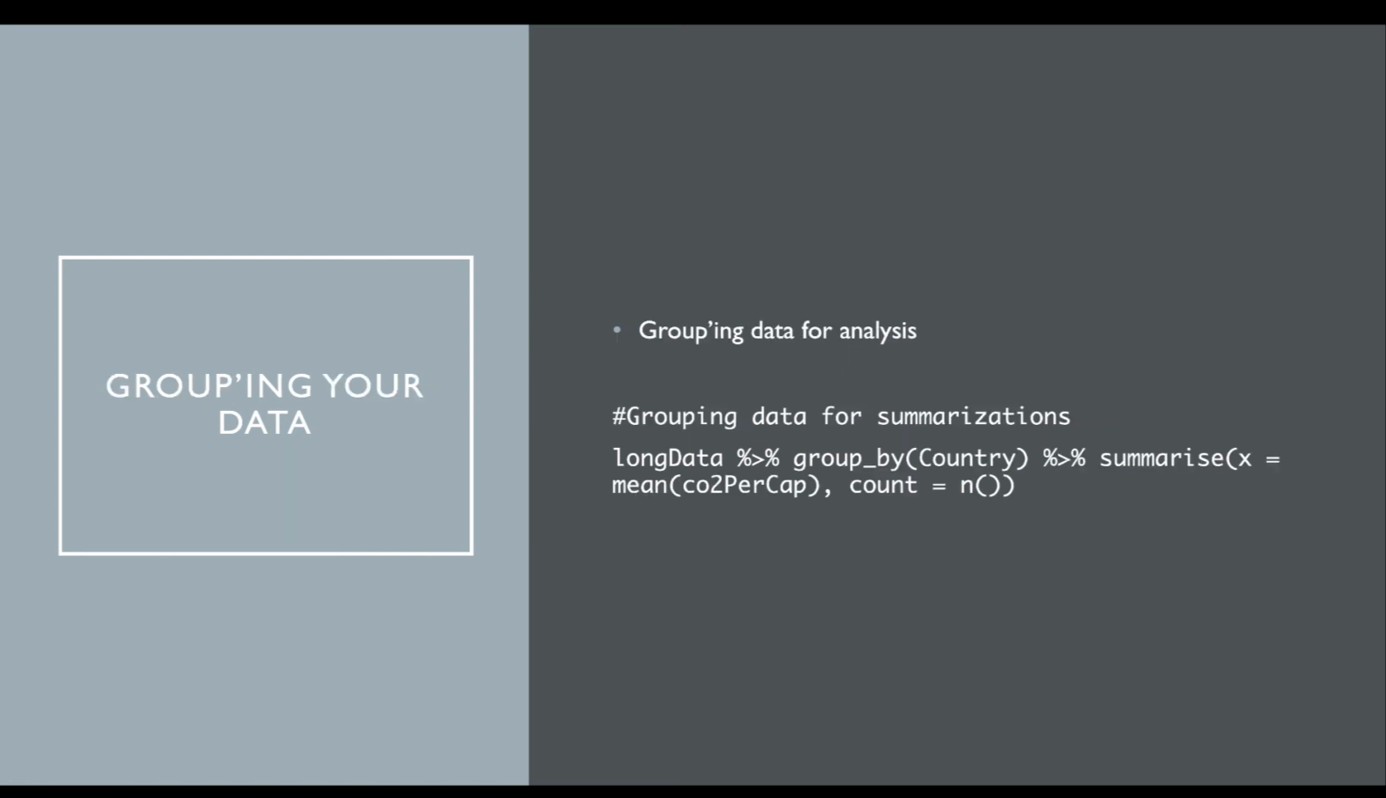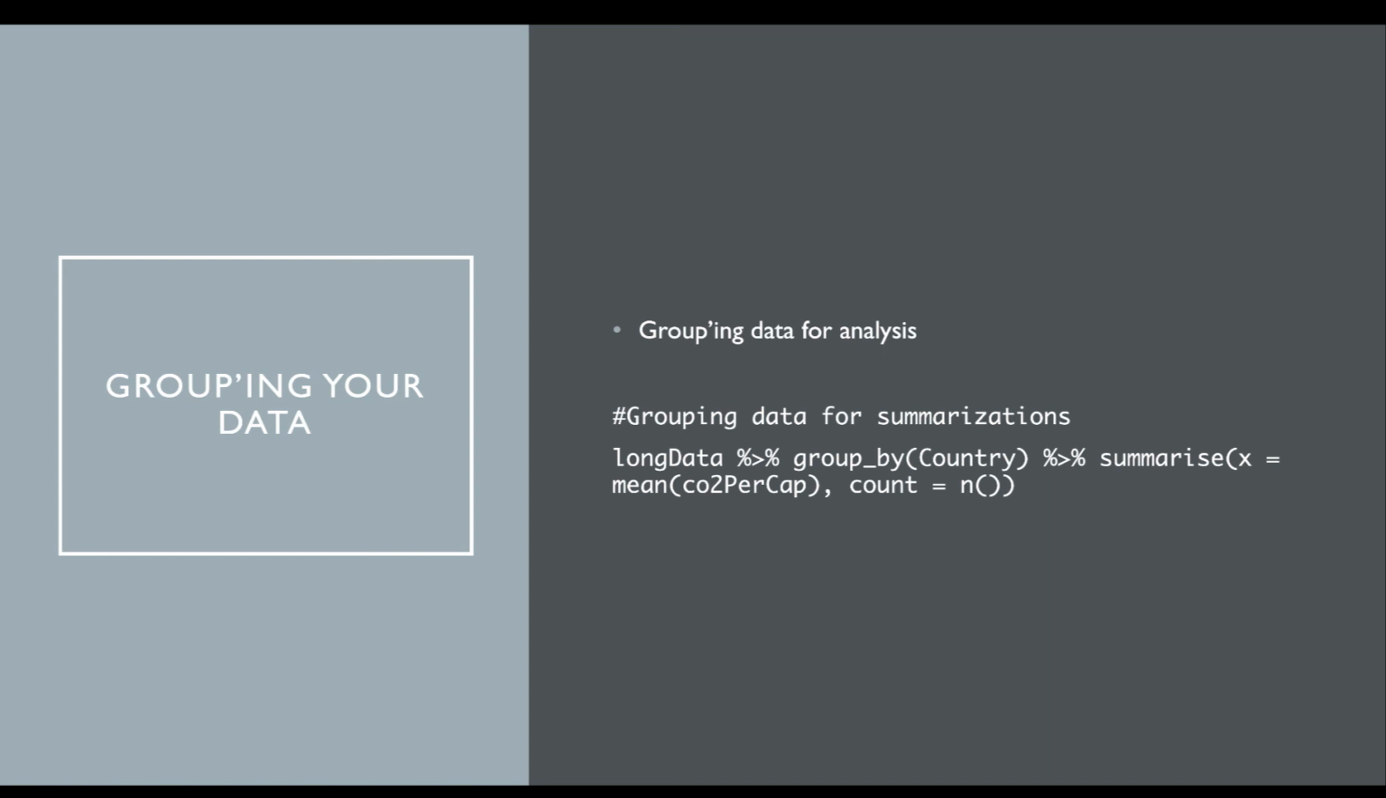One of the more powerful features of dplyr is aggregation or summarization. It does this through the use of group by and summarize clauses. The purpose of the group by clause in dplyr is to select a specific column along which we wish to aggregate or summarize our data. In the example, long data is piped to the group by function, which allows us to indicate that we would like to aggregate or summarize our data frame by the country column.